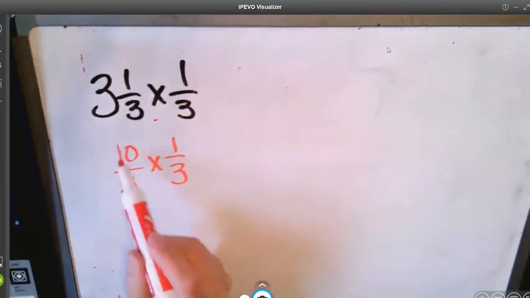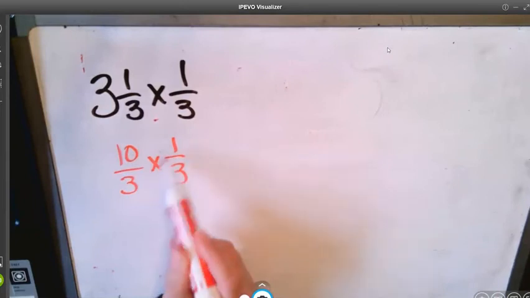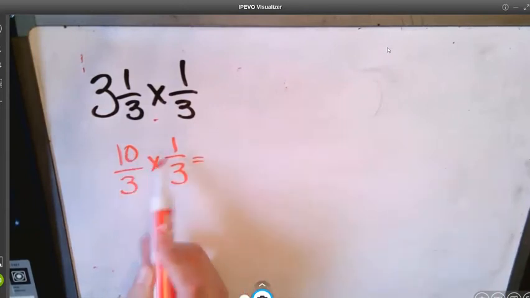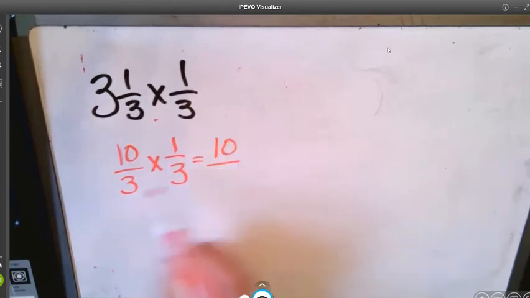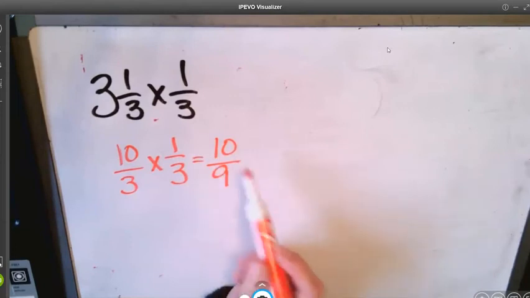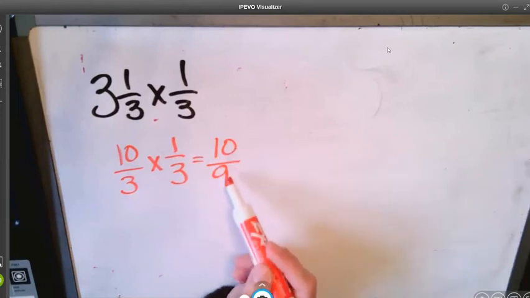Okay. Again, I'm going to look to see if I can use cancellation. In this problem I can't use cancellation. So I'm just going to multiply. 10 times 1 is 10. 3 times 3 is 9. Notice this is an improper fraction. The top number is bigger than the bottom number.